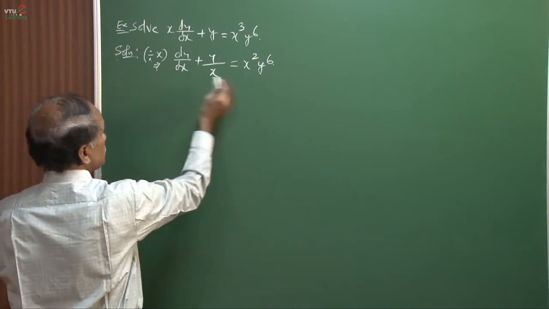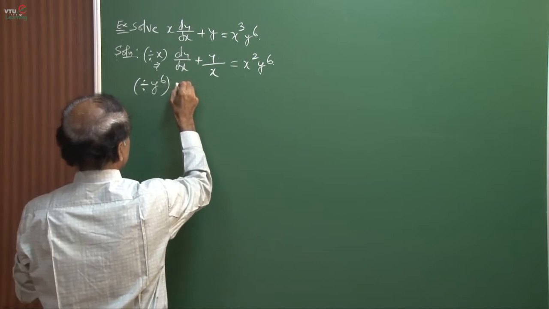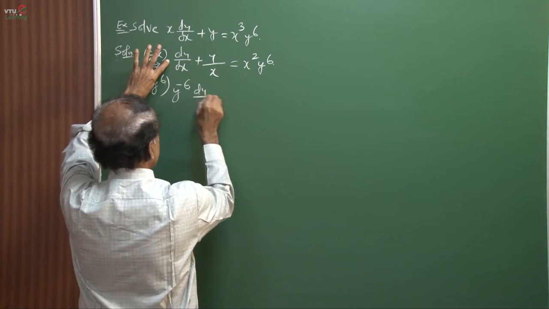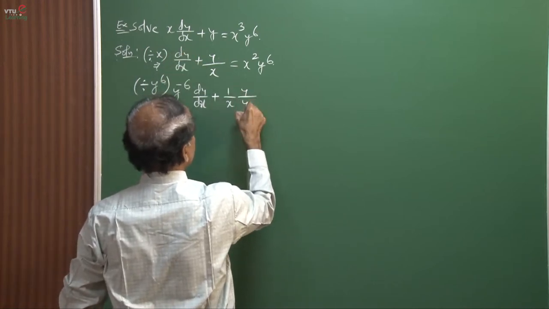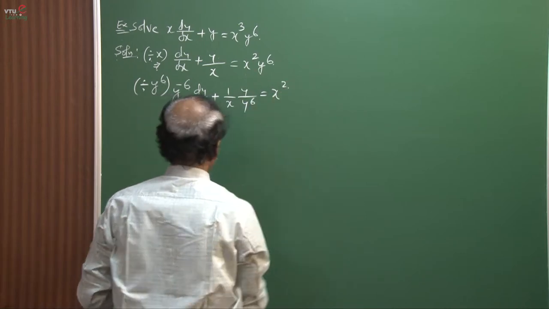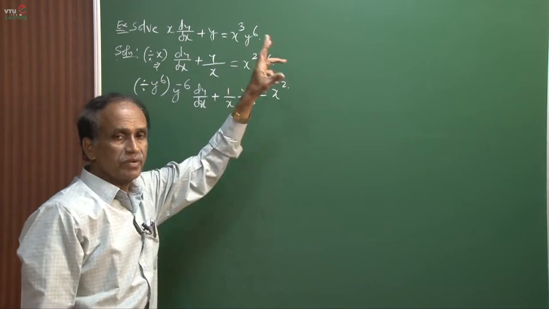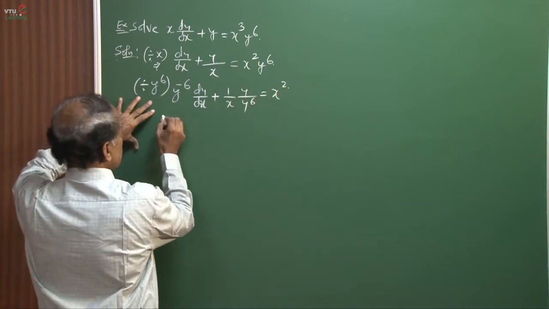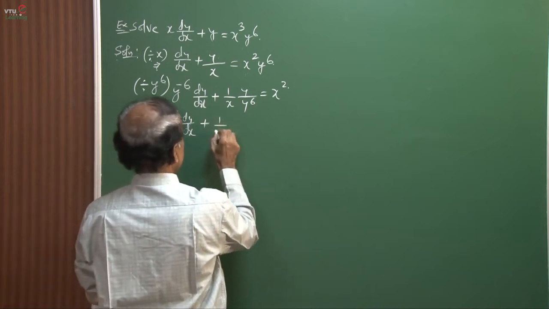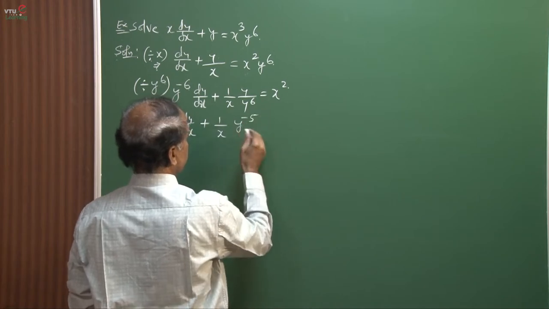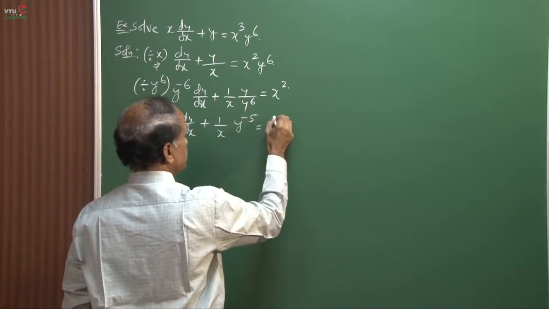Now, this y to the power 6 you have to divide. So, that is the next step I am taking, dividing by y to the power 6. That should be y to the power minus 6 dy by dx plus 1 by x, y divided by y to the power 6, is equal to x square. We have to release this product from the dependent variable, that is y to the power 6, to make that nonlinear into linear form. Then this is y to the power minus 6 dy by dx, and plus 1 by x, and it is y to the power minus 5, because y divided by y to the power 6 gives y to the power 5 in the denominator, which I am writing as y to the power minus 5 in the numerator, and it is x to the power 2.